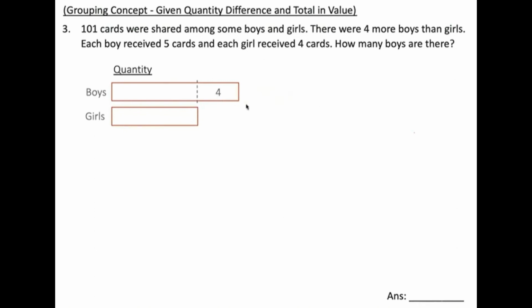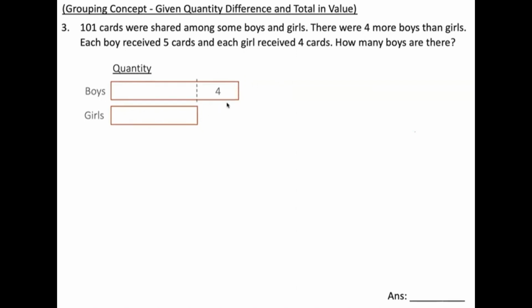But remove the 4 boys from where? There's no total number of children here, so we cannot really remove the 4 boys. But I can remove the cards of these 4 boys. Remember, whenever there's a comparison model, you must always take out the extra. If you look at the question, there isn't a total number of children, so you can't remove the 4 boys from a total. But you can remove the cards relating to the 4 boys.